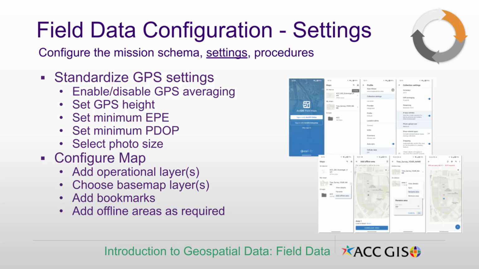And then also you need to consider whether you need to add offline areas. If you're going to be collecting data in the field, and for example, you don't have a mobile data or satellite connection, maybe you need to add offline areas so those maps are automatically downloaded to your data collection device and you have them in the field. And then when you come back in the office, you can use Wi-Fi to upload your data collected.